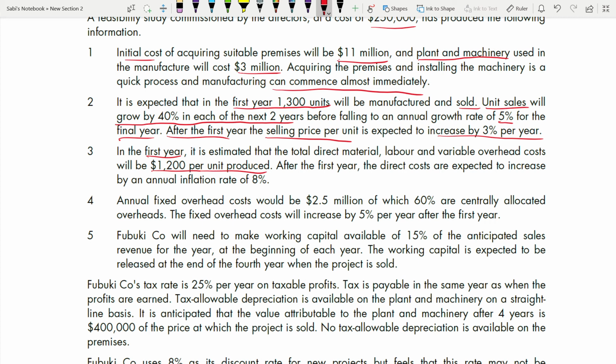After the first year, the direct costs are expected to increase by an annual inflation of 8%. Direct cost after first year, everything is after first year, increases by inflation of 8%. Annual inflation means annually you have to increase 8%.